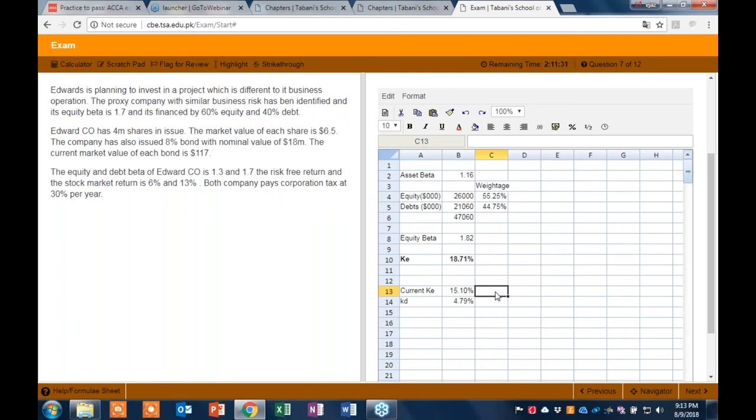Now, since we've already calculated the weightages, we don't need to write them again. We'll just calculate WACC in a separate cell: 15.1 into the percentage of equity plus 4.79 into the percentage of debt. So here, it's 10.48%. That's it. This is the weighted average cost of capital. I hope it's clear.